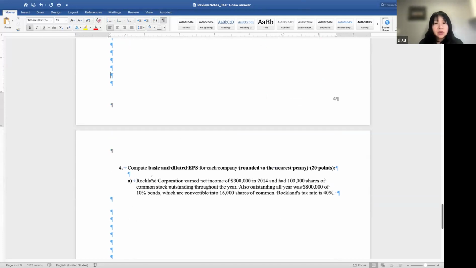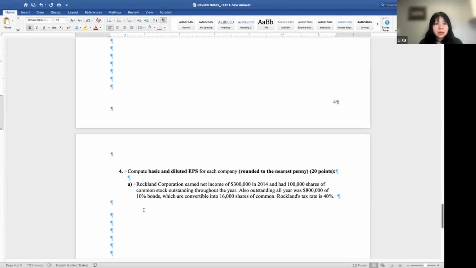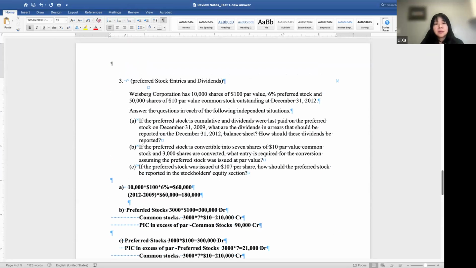If no question, let's just do one more. Okay, one more. So this is a very basic preferred stock, common stock dividends question. The takeaway for this is 2 things. A lot of people tend to get it wrong. First, how do you calculate the preferred stock dividend? It's based on the par value, not market value or the issuance price.